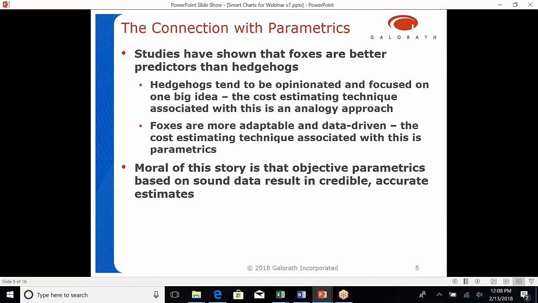They tend to be skeptical empiricists, and the cost estimating technique associated with this is parametrics. The moral of the story with hedgehogs and foxes is that parametrics, based on credible data, will result in better estimates.